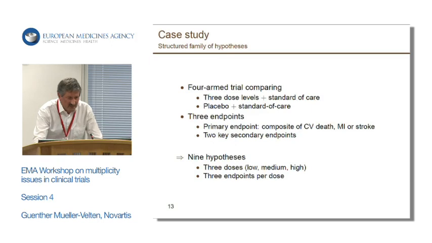So this gives us a 4-armed trial, 3 doses versus placebo, as I said, and 3 endpoints. And in total, we have then 9 hypotheses with a certain structure induced by the combination of 3 doses and 3 endpoints per dose, among which we would like to control the family-wise type 1 error rate in the strong sense.